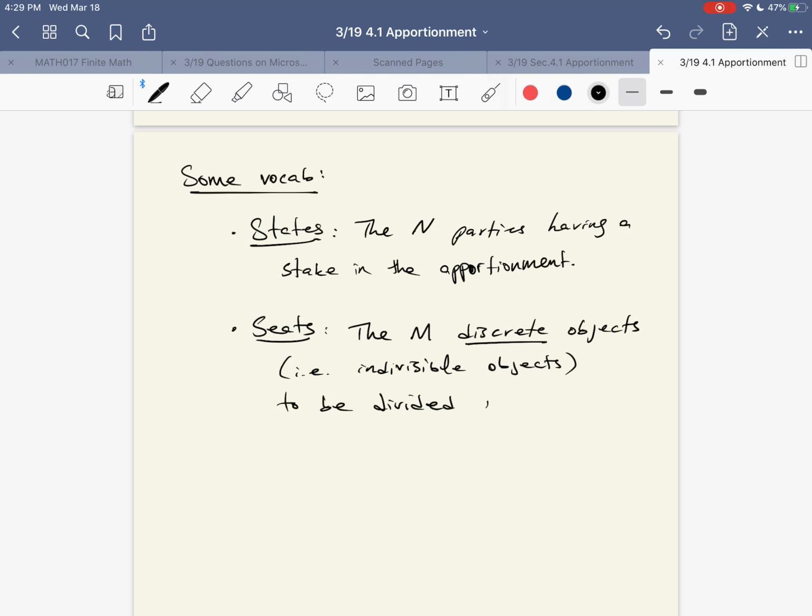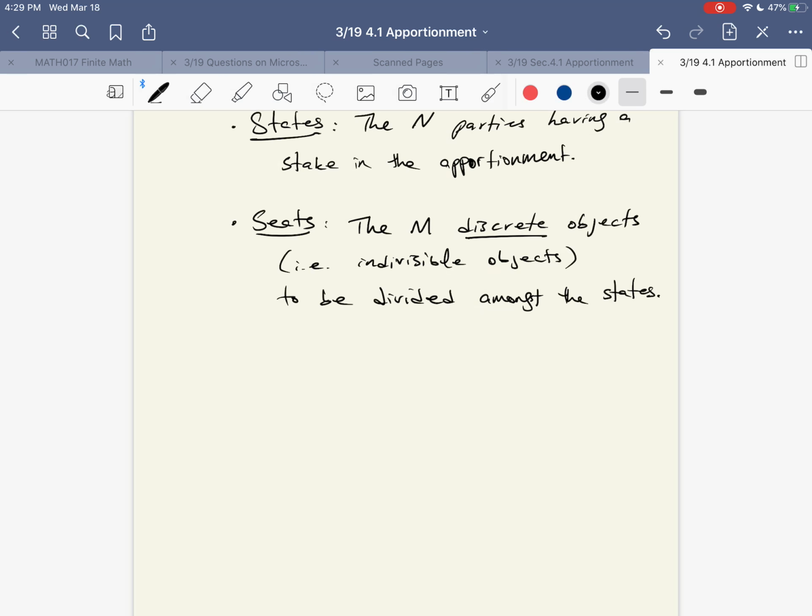Are to be divided amongst the states. Okay. So again, just to reiterate, this is to say that every state has to get a whole number of seats because they're indivisible objects. So every state receives a whole number of seats.